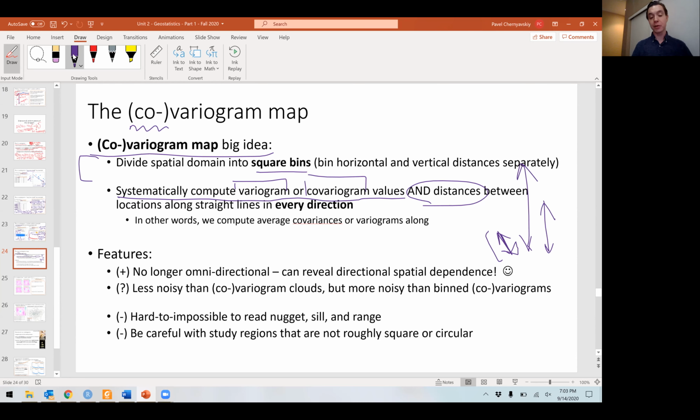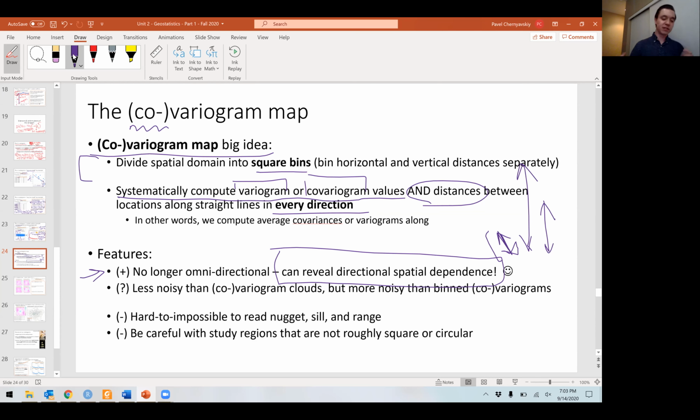So now you're expressly considering direction. This is the first time in this class that we are expressly considering what is the direction of the covariance, what is the direction of our variogram. And this can reveal directional spatial dependence. So in the discussion board, somebody asked, what is a common process that has a direction? It's anything where there is some kind of transport vector.